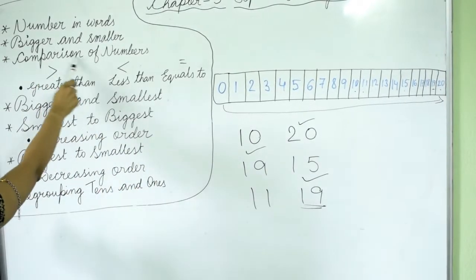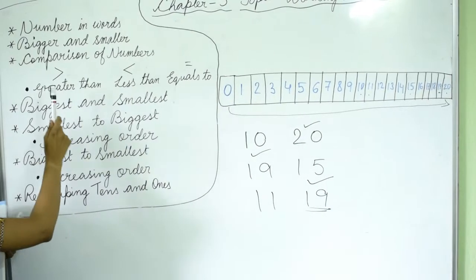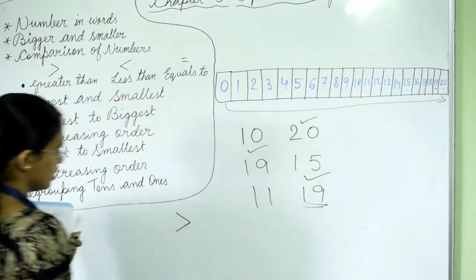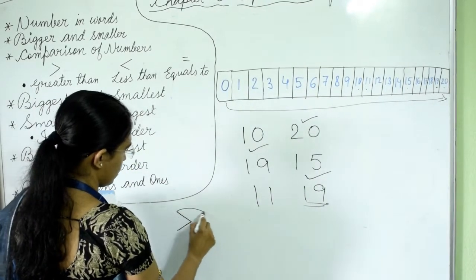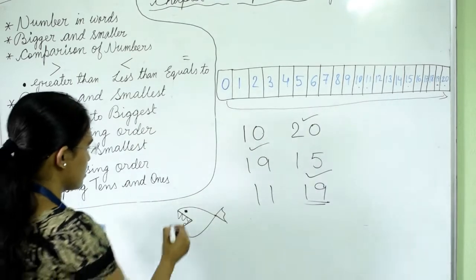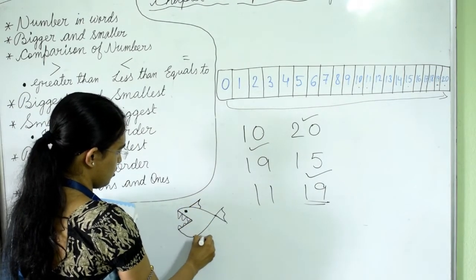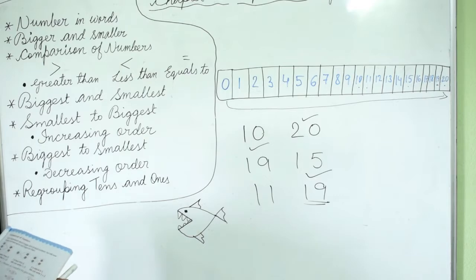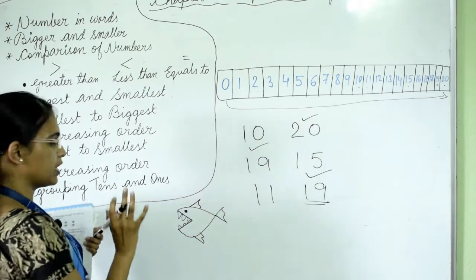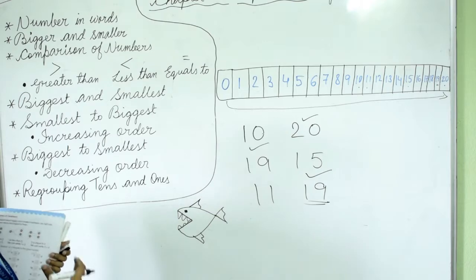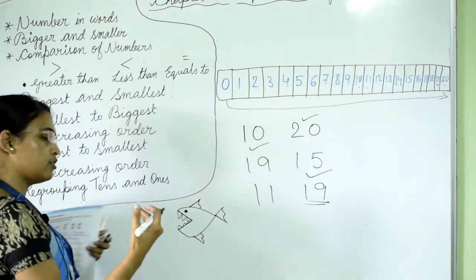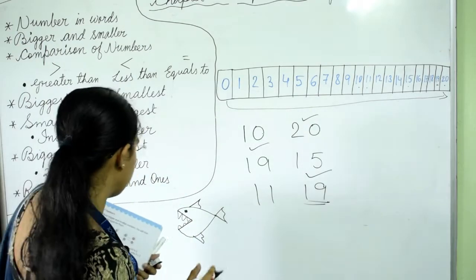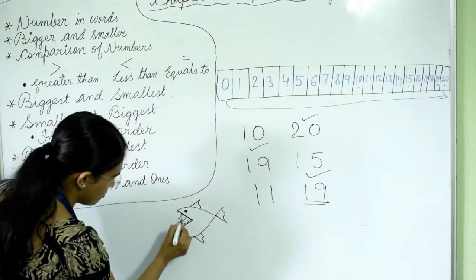Now we will do this comparison of numbers: greater than, less than and equals to. So there is a fish, one type of fish, a hungry fish. This fish is very hungry, so he wants to eat the bigger number. Whenever he sees a bigger number, he runs towards that bigger number to catch it and eat that bigger number. Suppose this is the mouth of the fish.